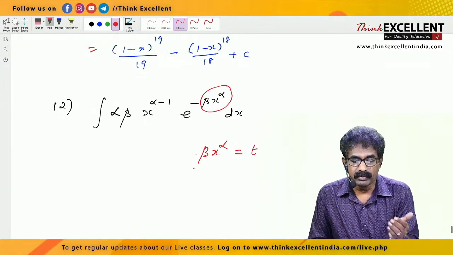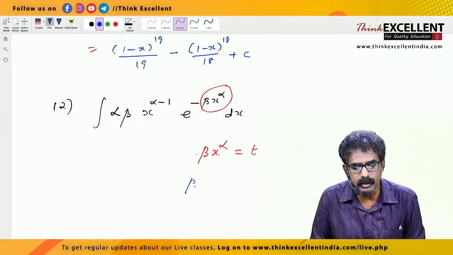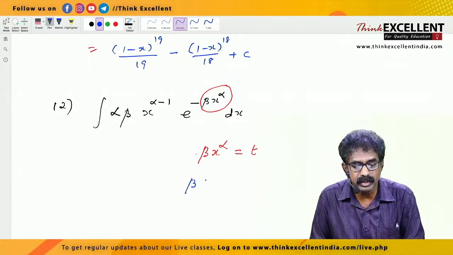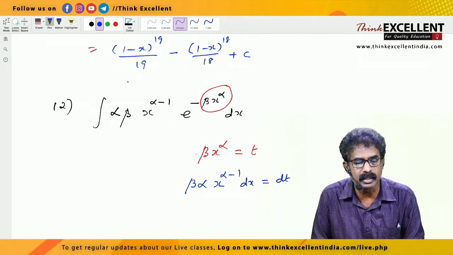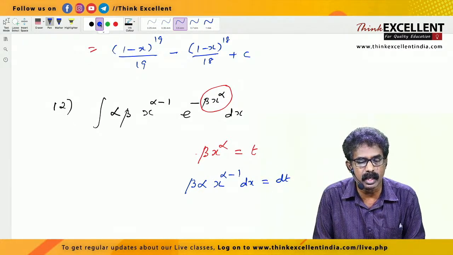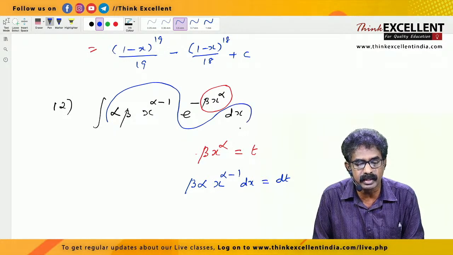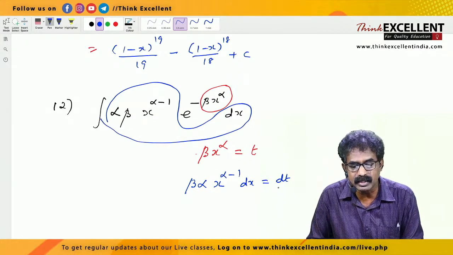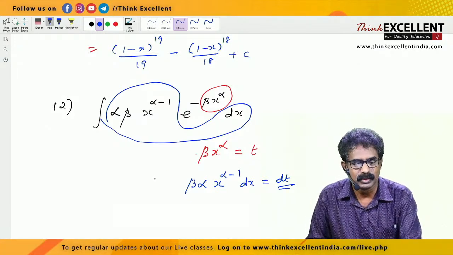Beta x raised to alpha, if you take it as t, you differentiate it. How will you differentiate this? Beta constant stays as it is. x raised to alpha derivative is alpha x raised to alpha minus 1 dx, correct? dt. Please listen here. What do you have now? Alpha beta x raised to alpha minus 1 dx. Everything together, it is just dt. That's all. So we should not be afraid on seeing the question. It will be very simple.